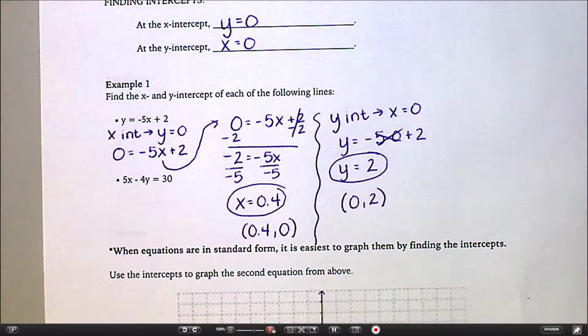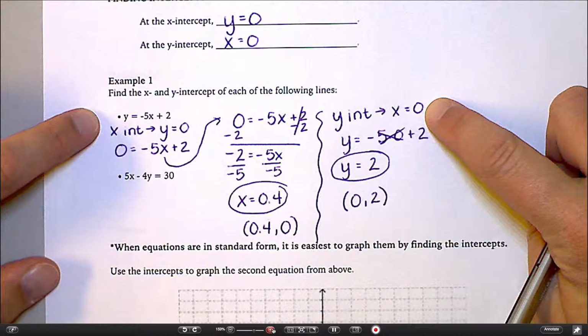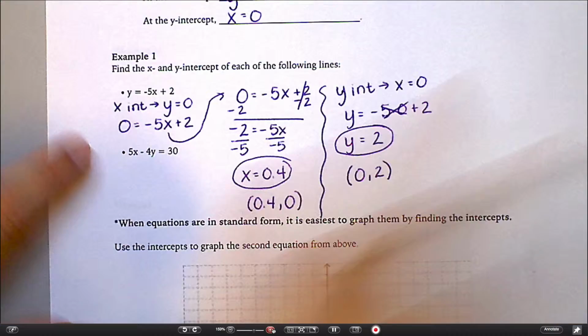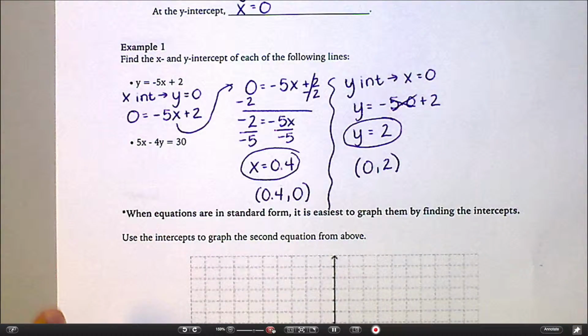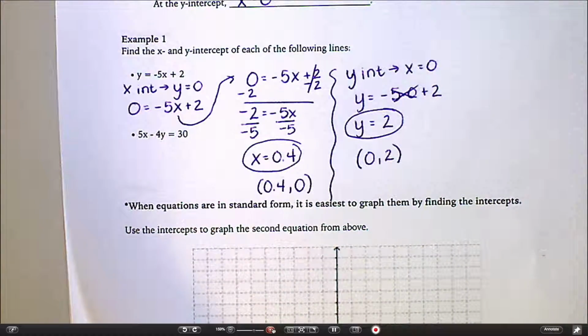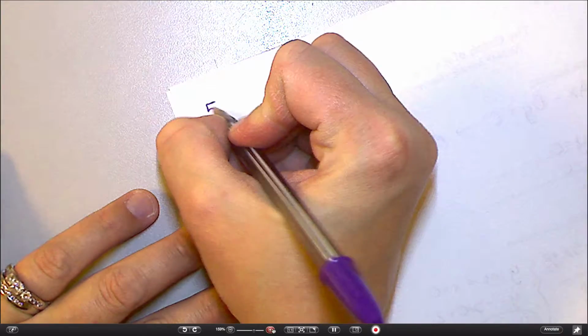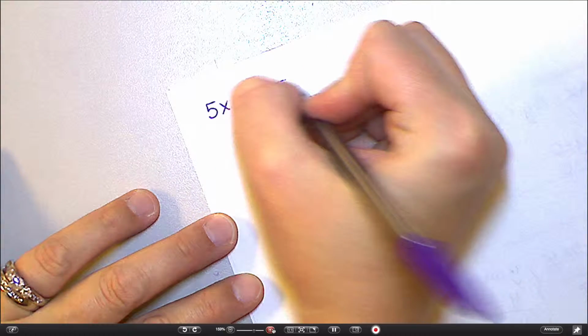Okay, so no matter how your equation is written, this process will work. Okay? All right. This one down here, 5x minus 4y equals 30. And gosh, I might go to the back of my page here so that I have room to do this. What was it? 5x minus 4y equals 30? Yep. Okay. This one's written in standard form.